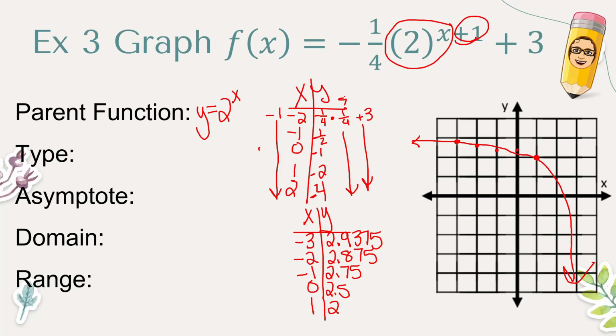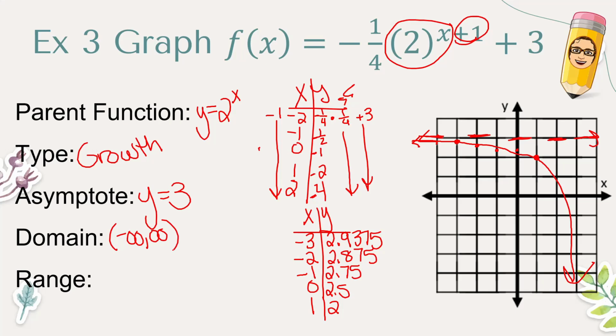We're going to have our asymptote. Notice we got really, really close to 3, right? So we're going to have our asymptote at y equals 3 right here. So we're going to fill this in. So this is still a growth graph. Even though it doesn't look like growth, it is growth because it's growing negatively. Y equals 3. Our domain, still that negative infinity to infinity.